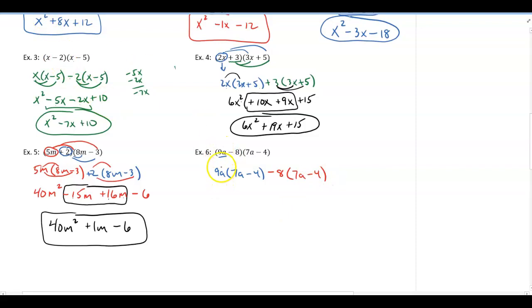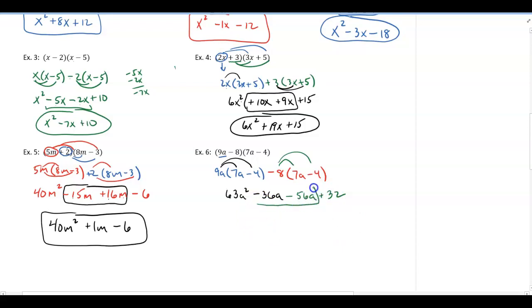Right away here, 9a times 7a is going to give me 63a to the second. 9a times negative 4 is going to give me minus 36a. Then negative 8 times 7a is minus 56a. And negative 8 times negative 4 would be positive 32.